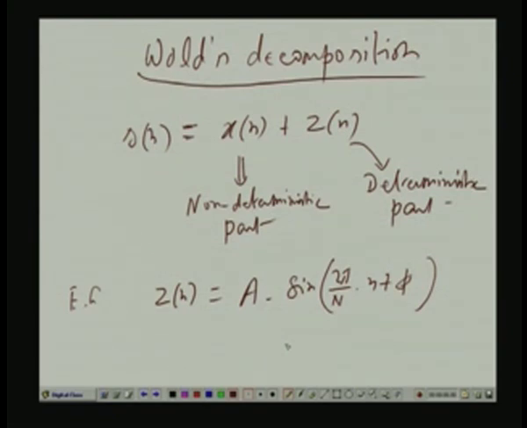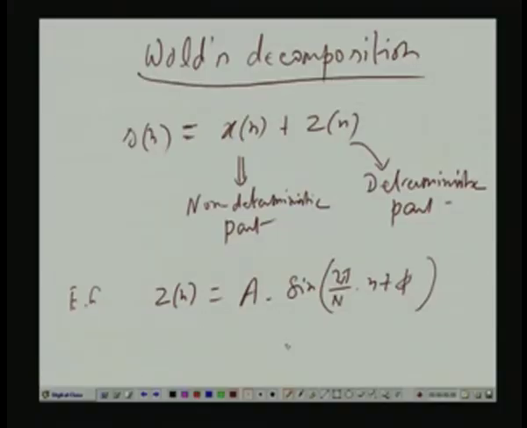What is xn? Xn is the purely non-deterministic part. That means, given any xn, you cannot write it exactly as a linear combination of all its past samples. That is, if you want to predict x of n from all its past samples as a linear combination, you cannot predict xn with 0 error. There will be some error of non-zero variance or non-zero power.